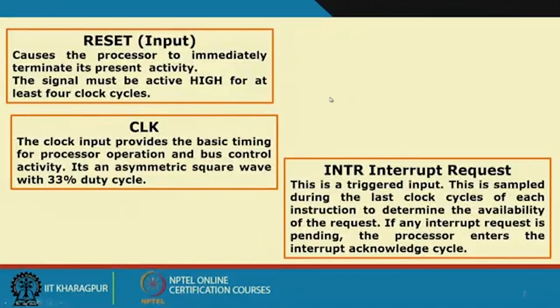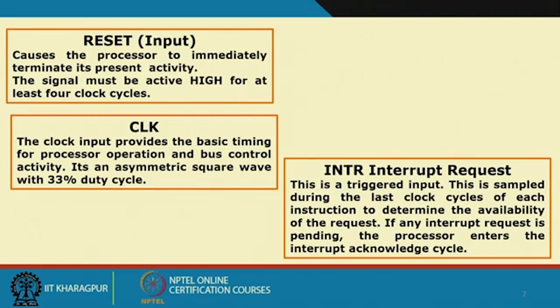Then there is one interrupt request pin, INTR. This is similar to the INTR pin that we have in 8085. This is a level triggered input, and it is sampled on the last clock cycle of each instruction to determine the availability of the request. So, similar to 8085, the interrupt line will be sampled on the last clock cycle, and if on that clock cycle it finds that an interrupt has come, then only will this interrupt line be sensed.